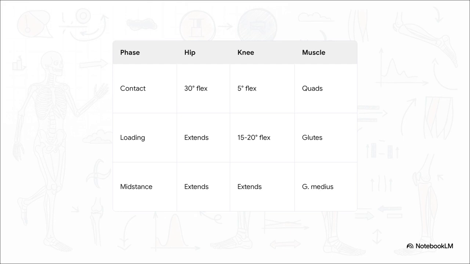What's truly wild here is the precise muscle activation keeping us upright. At initial contact, your hip is in 30 degrees of flexion, while the knee flexes just 5 degrees. Why? Because the quads are firing eccentrically to keep that knee from buckling under you. The tibialis anterior is also firing eccentrically to gently lower the foot flat. Then, moving into the loading response, the knee flexes a bit more, down to 15 or 20 degrees to absorb that initial shock. Meanwhile, the gluteus maximus and adductor magnus contract to start extending the hip. Finally, at mid-stance, the gluteus medius completely steals the show. It contracts heavily to stabilize your pelvis while you balance on just that one leg.